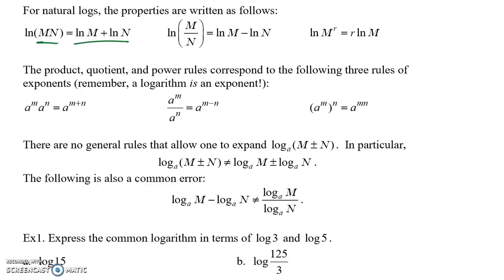For the second property of exponents, we associate a quotient to a difference. That's exactly what we see in the case of the quotient rule for logarithms. We associate a quotient to a difference. And in the third property of exponents, we associate raising a power to multiplication. That's exactly what we see here with the power rule for natural logarithms. Natural log of something to a power becomes a product, the exponent times the logarithm of m.